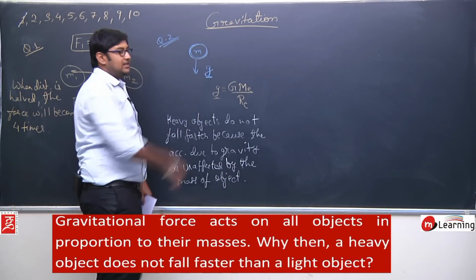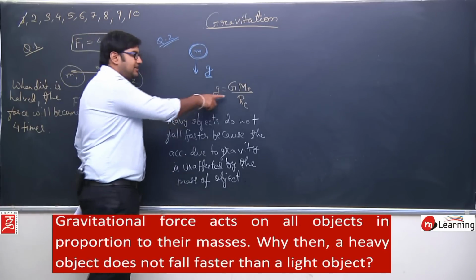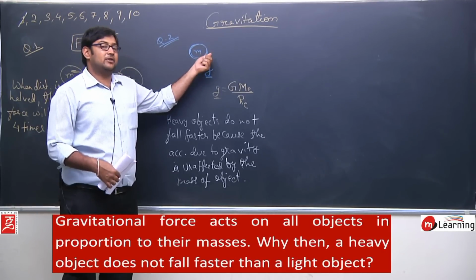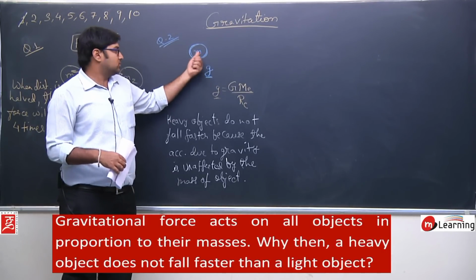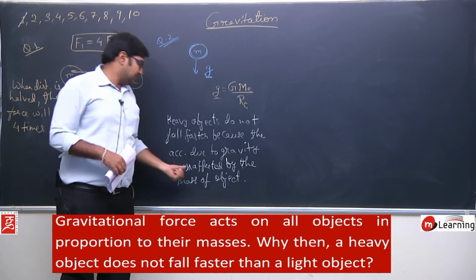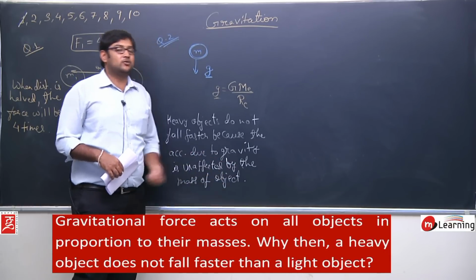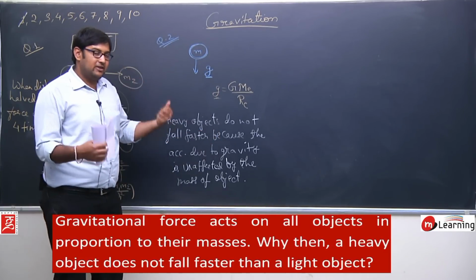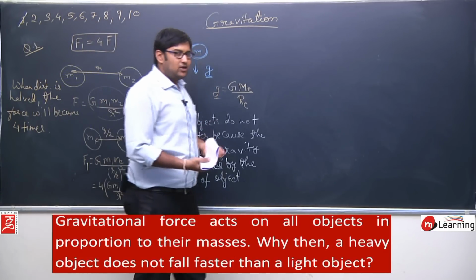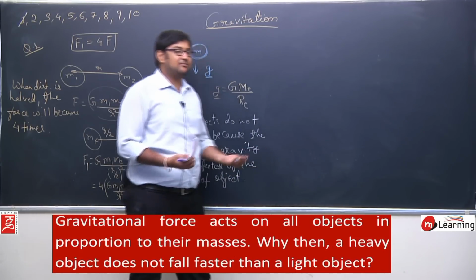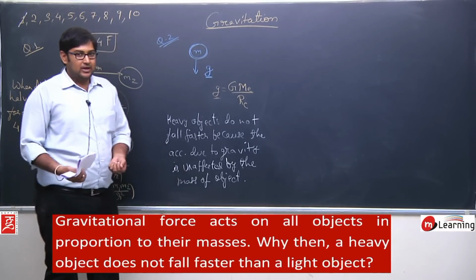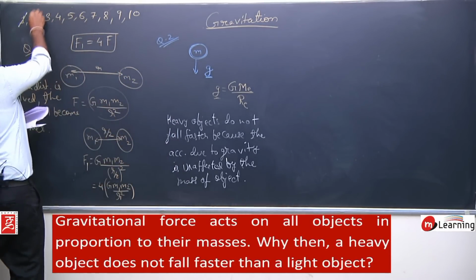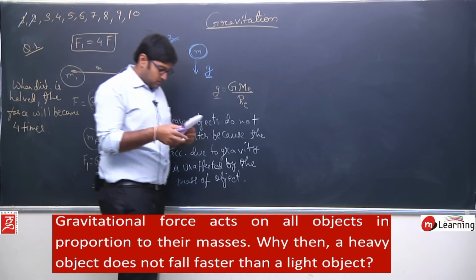I am talking about this object, its mass is not affecting the acceleration due to gravity, so its velocity will not have any effect because of its mass. So acceleration due to gravity is unaffected by the mass of the object, and that's why we can say that both the objects, a heavier and a lighter object, or any object will fall with the same speed, or at the same time as the other objects are falling. Okay, so this is how we can answer question number 2.